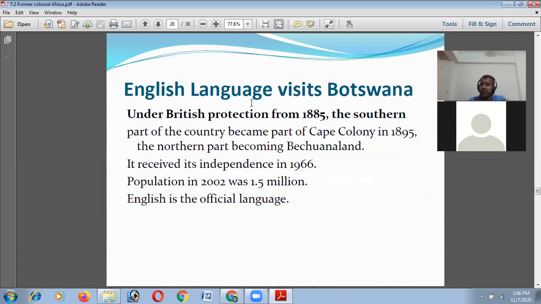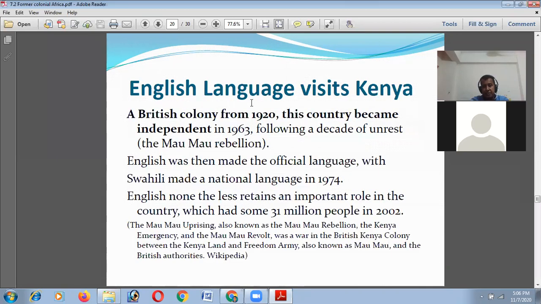Again, we see another country, that is Botswana. Under British protection from 1885, the southern part of the country became part of the Cape Colony in 1895, the northern part becoming Bechuanaland. It received its independence in 1966. Population in 2002 was 1.5 million. In Botswana, English is the official language.